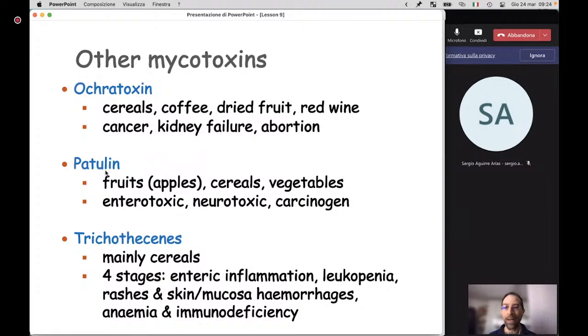Patulin: enterotoxicity, neurotoxicity, and again carcinogenicity. And trichothecins, it has a four-stage toxicity, including enteric inflammation, leukopenia, rashes, and anemia and immunodeficiency. So generally problems in generating blood cells, both white and red blood cells.